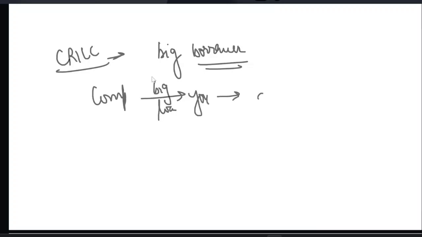So what you have to do? You have to announce that. Where do you have to announce? In that WhatsApp group. Actually, that WhatsApp group is nothing but CRILC, right? So that other banks know that company's total debt.